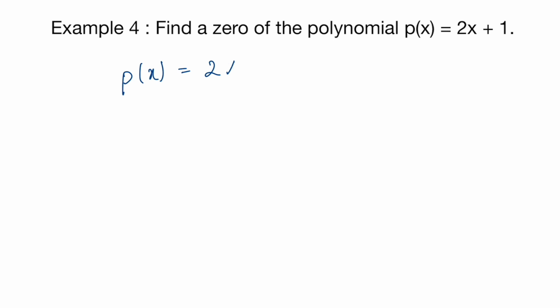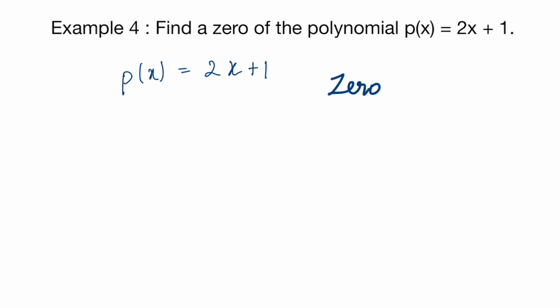Sorry, let me just write it again. 2x plus 1. Okay, so this is the polynomial that we are given. Now, we are going to find a 0 of this polynomial, right? Let me just make the brush bigger. Okay, so what do we know as the 0 of a polynomial?